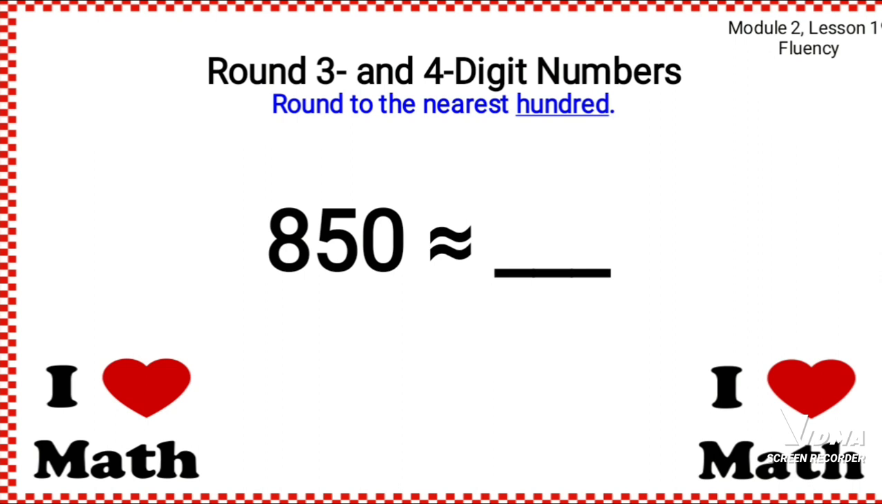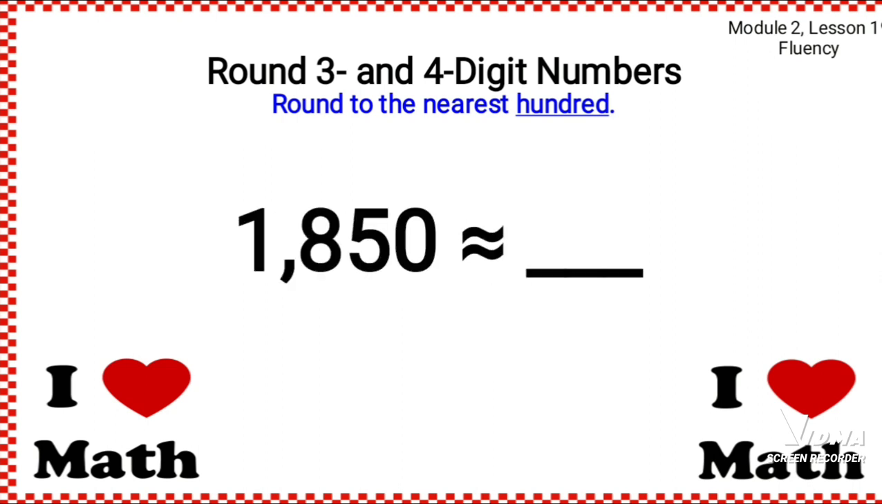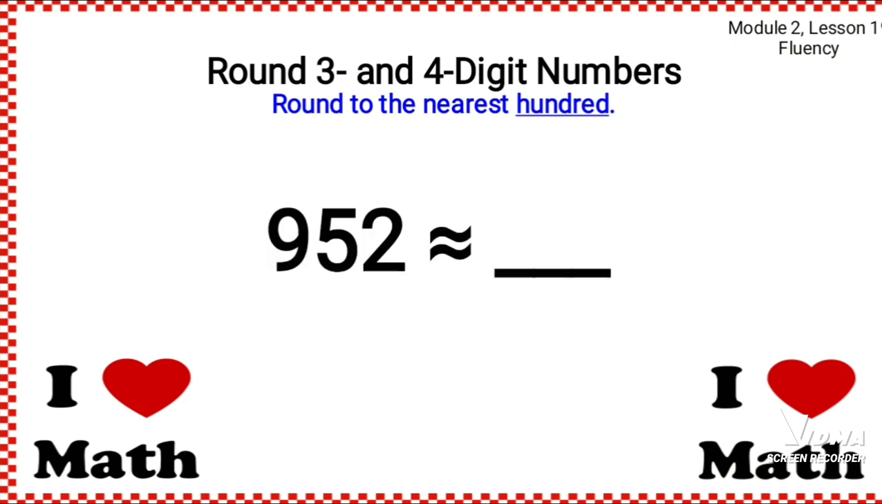Can you round off 850 to the nearest hundred? Simple. 900. What of 1850? That's simple. 1900. What of 952? Now let's see if we can get the two endpoints here. The endpoints here are 900 and 1000. Do you see it? Halfway is 950. 952 is more than the halfway. So we can round it off to 1000.